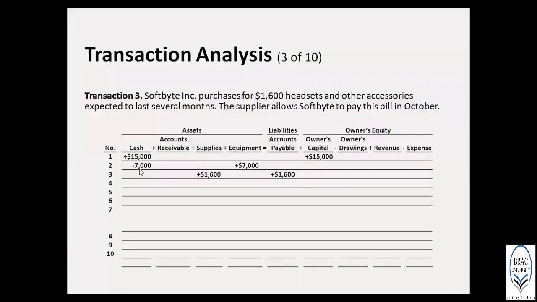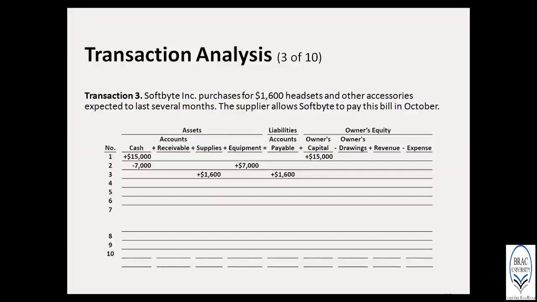In this next transaction, Softbyte Inc. purchased headsets and other accessories for $1,600, expected to last several months. The supplier allows Softbyte to pay this bill in October. So in this transaction, Softbyte purchased $1,600 worth of supplies. So the supplies account in the accounting equation increased by $1,600.